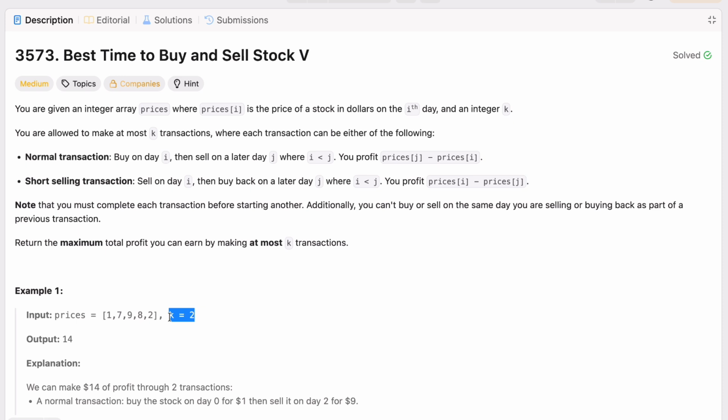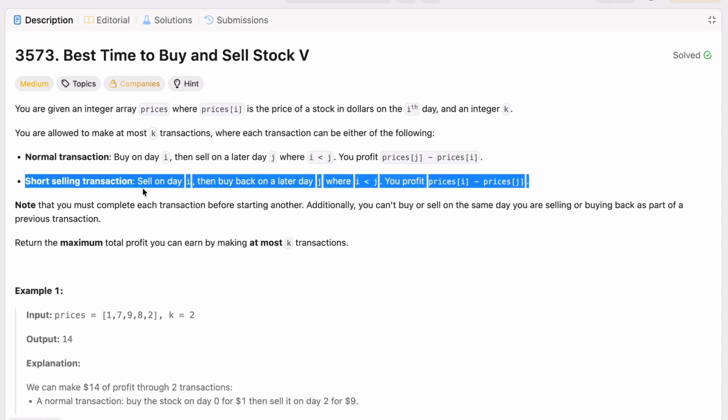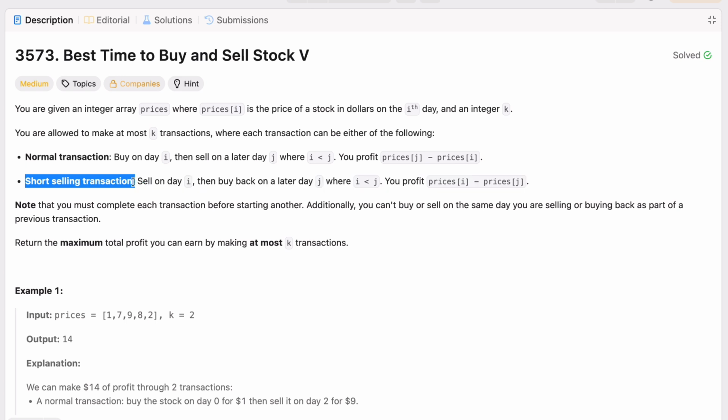Okay, so you may perform two types of transactions. The first is the normal transaction, and the other is the short-selling transaction. What is a normal transaction? The normal transaction says you buy on day i and sell later on day j, meaning i and j are two days where i is smaller than j, in ascending order, and you get the profit by subtracting the two elements. Now the short-selling transaction: you sell the stock on some day i, and then you have to buy it back on day j.